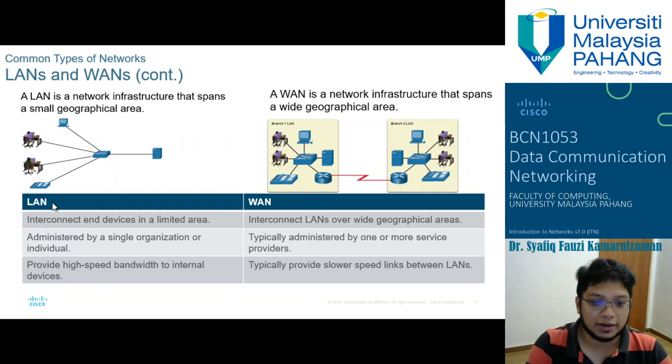So LANs interconnect end devices in a limited area, are administered by a single organization or individual, and provide high speed bandwidth to internal devices. WANs, however, interconnect LANs over wide geographical areas, are typically administered by one or more service providers, and typically provide slower speed links between these LANs.